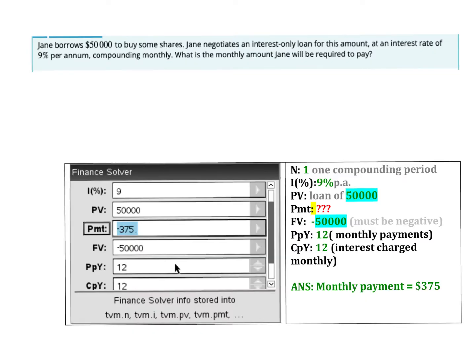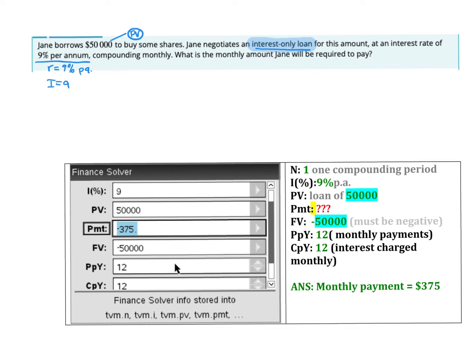Jane borrows $50,000 to buy some shares, because shares are another thing that you might often use interest only for. So this is going to be your PV. She negotiates an interest only loan. Remember, it's always important that we highlight what we're looking at, so we know what formulas we're using, and this is important for the interest only. Now, the interest rate is 9% per annum. So this is telling us our rate per annum, 9% per annum. And in our Finance Solver, that's our I value, which is going to be 9.